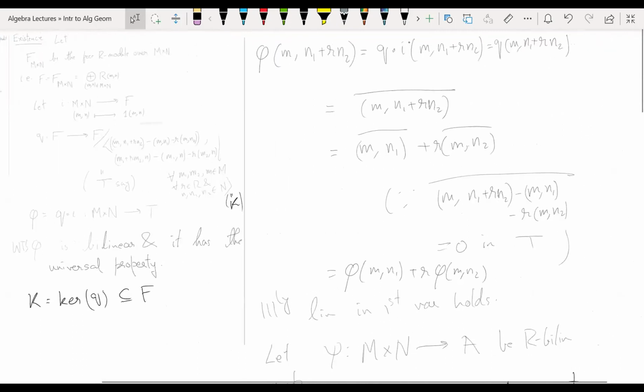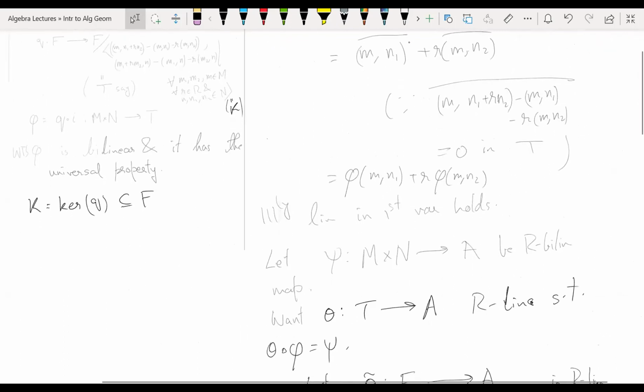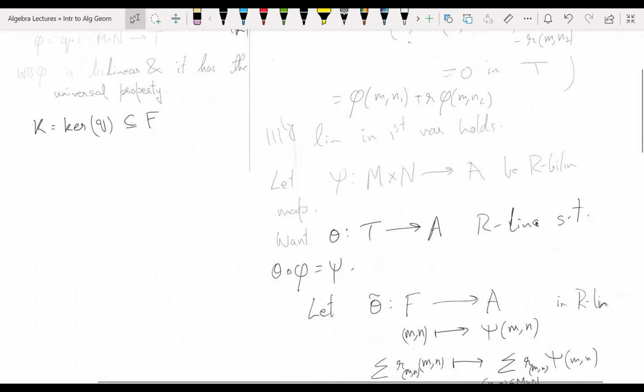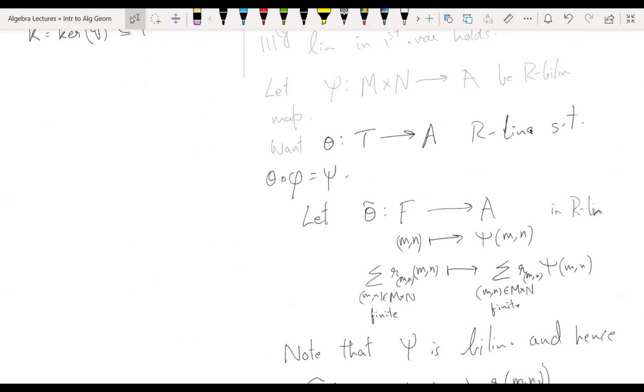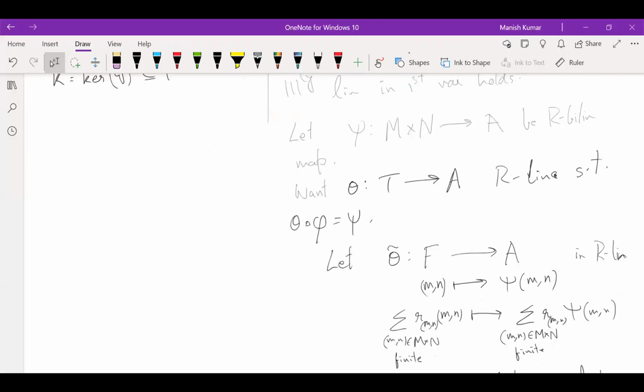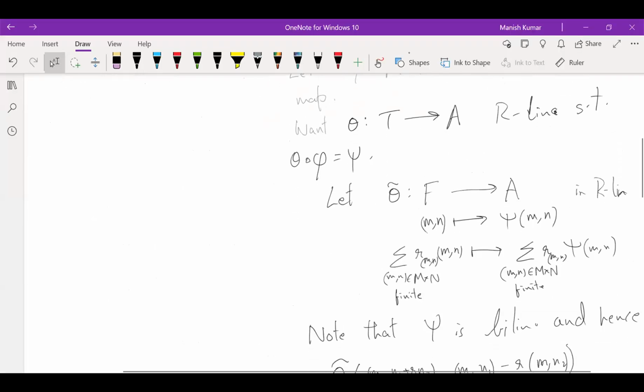I hope you remember these from the direct sum of modules, which I must have discussed. Did I discuss direct sum of modules? Yes. Okay.